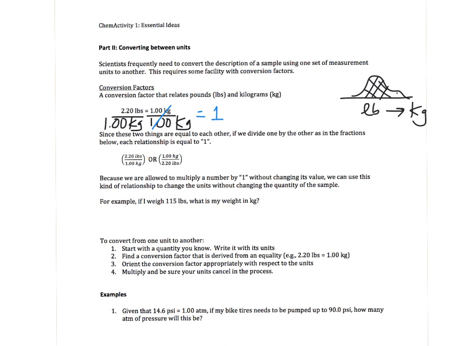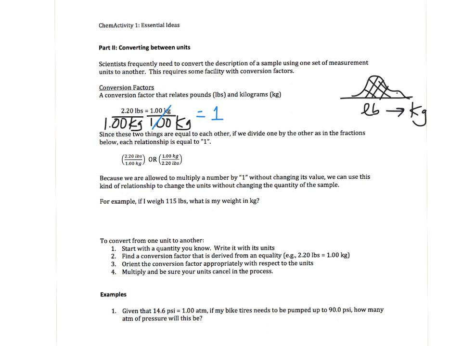then we can, and in this particular case I divided through by 1 kilogram, but I could have divided through the other direction, so I could get either of these relationships. And because we're allowed to multiply a number by 1 without changing its value, we can use this kind of relationship to change the units. So for example, if I weigh 115 pounds, what is my weight in kilograms?